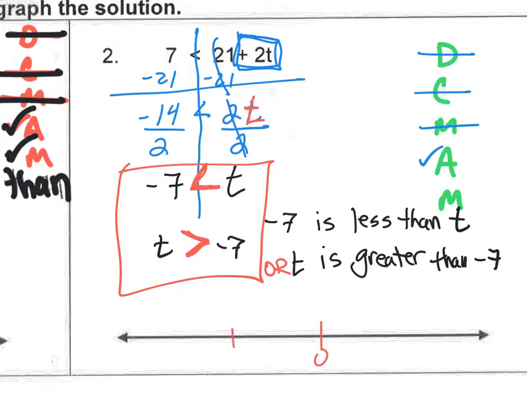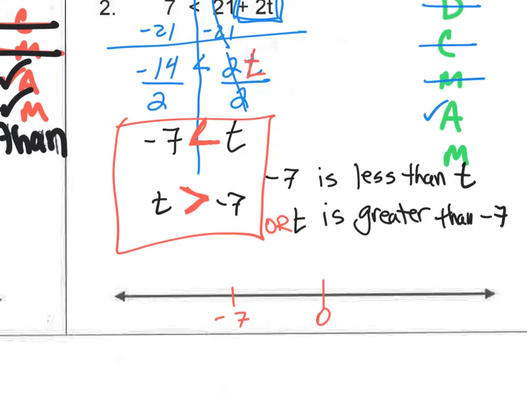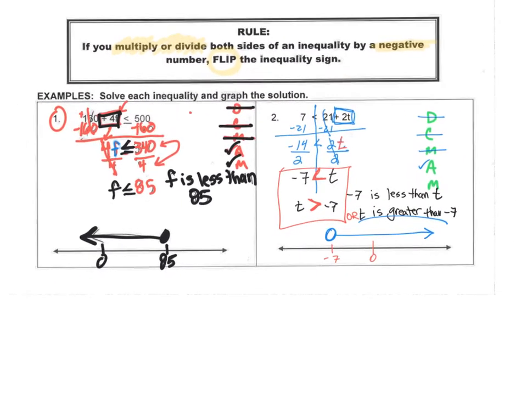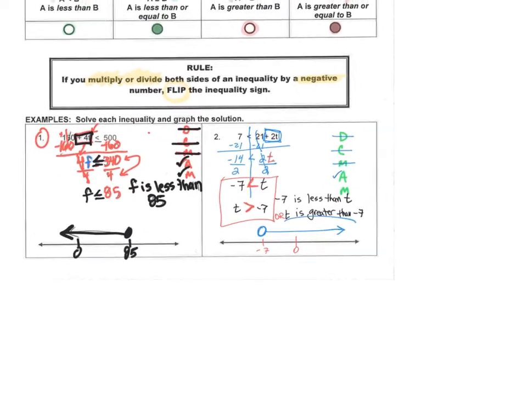So I'm going to show 0, I'm going to show negative 7. Do I use an open or closed circle in this problem? Will you tell me on 3, 2, 1? That's correct. It's going to be open. So t is greater than negative 7. That means I'm shading all the numbers greater or bigger than negative 7. So far, so good. Not hard, right?